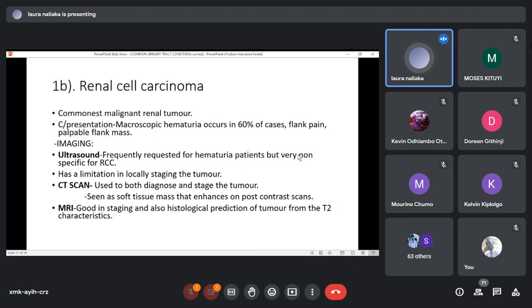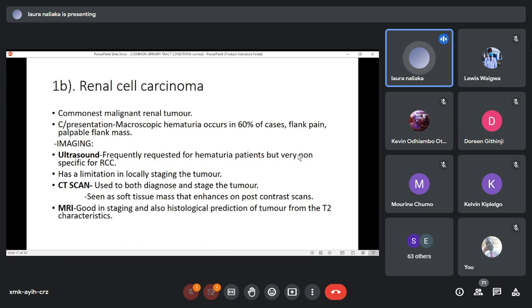For calculi, you don't need contrast, but for renal masses, you need a CT scan of the abdomen with contrast, which is used to diagnose and stage the tumor at the same time. And on CT, we see it as a soft tissue mass that enhances on post-contrast scans.